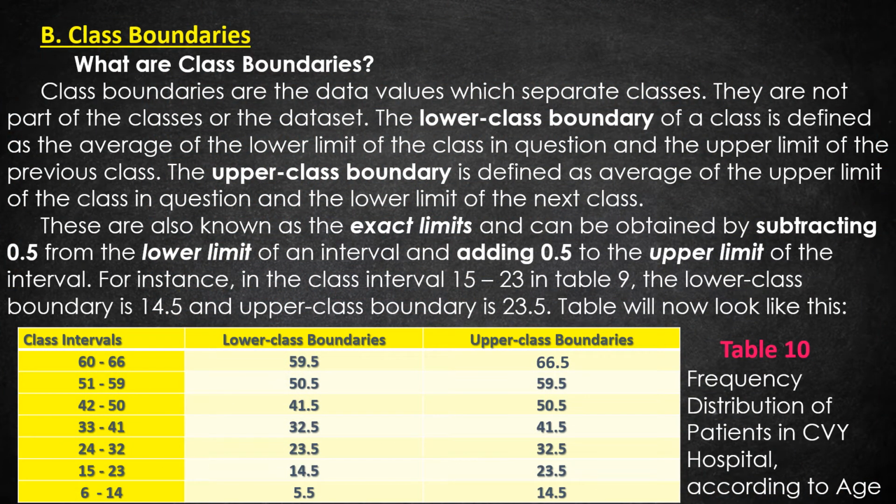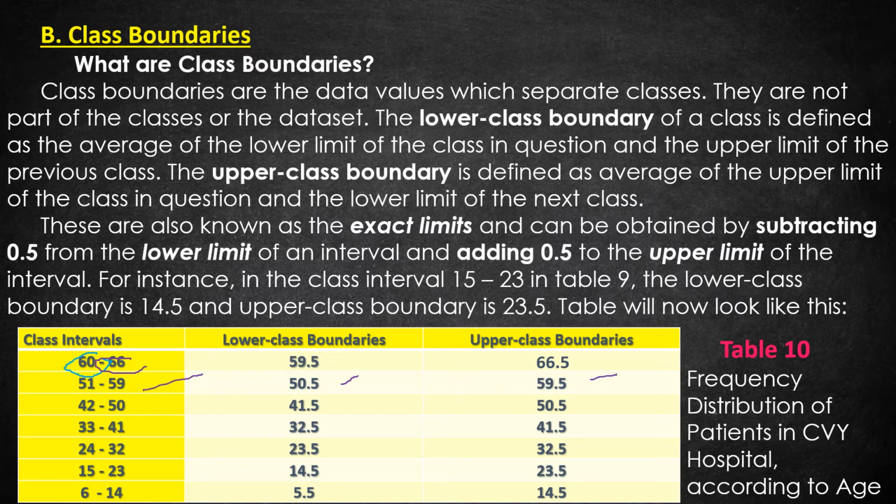So how about the class boundaries? The class boundaries are the data values which separate classes. They are not part of the classes or the data sets. They are also known as exact limits and can be obtained by subtracting 0.5 from the lower limit. So as you can see here, if we have 60 as the lower class limit, minus 0.5 is 59.5. For the upper class limit, plus 0.5, so 66 plus 0.5 is 66.5. And so on. For 51, that is 50.5. For 59, that is 59.5.